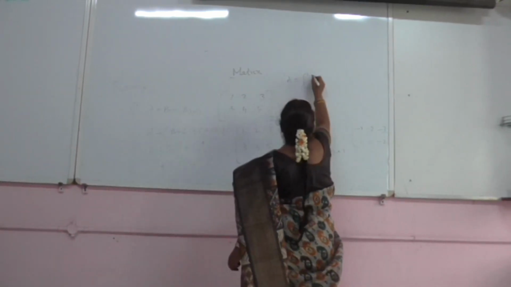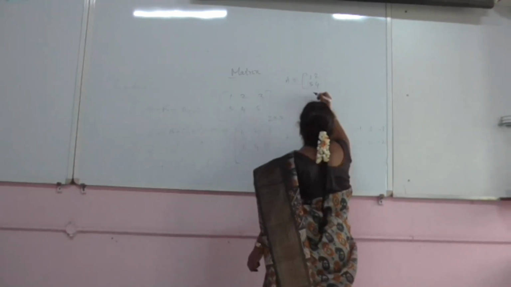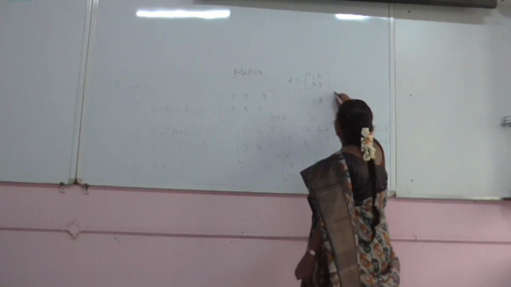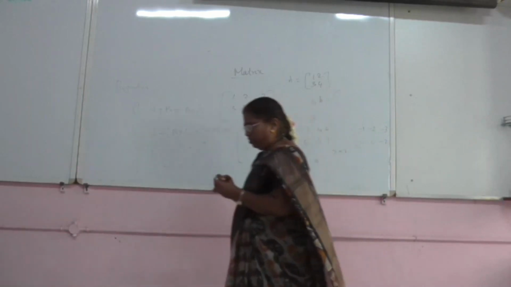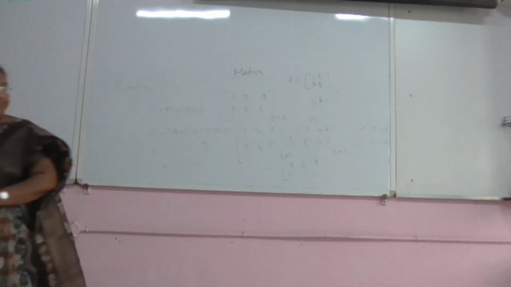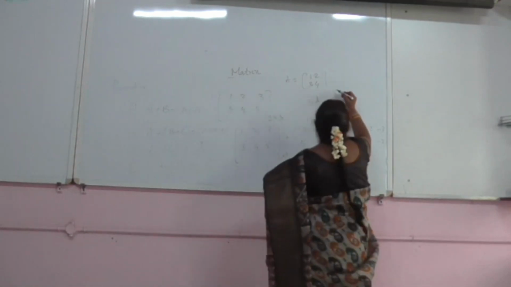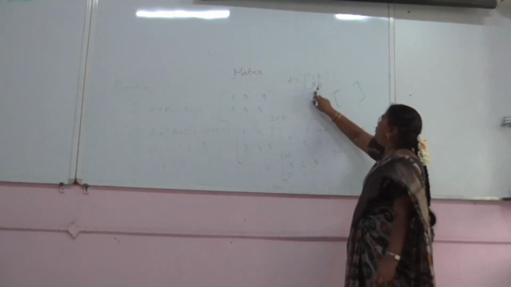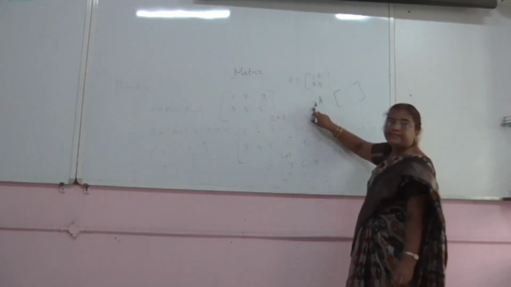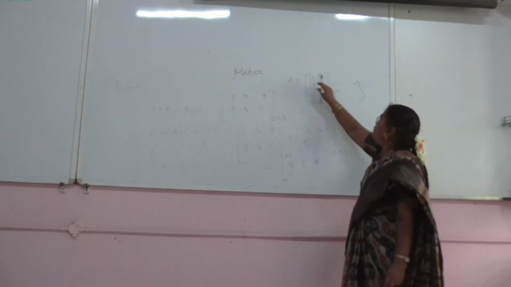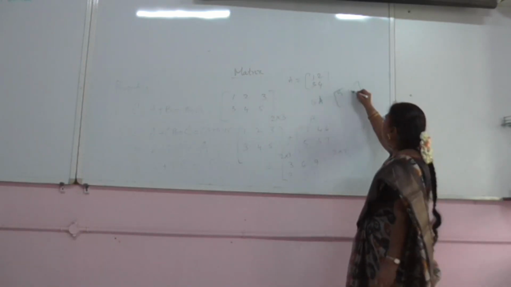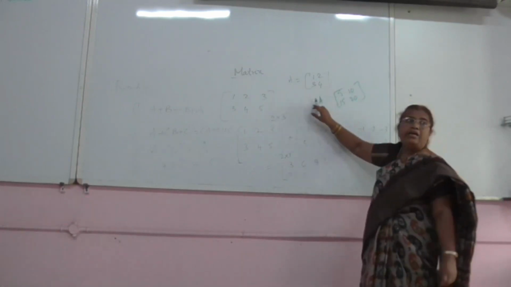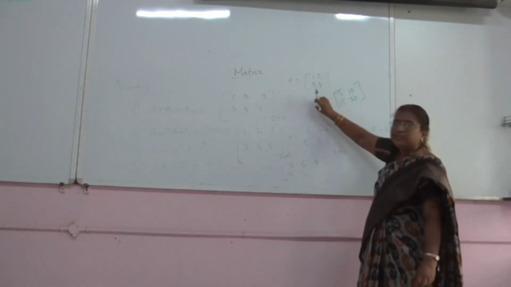Suppose capital A equal to 1, 2, 3, 4. What is 5A? Capital A equal to 1, 2, 3, 4. Now we are multiplying with a scalar 5. Then 5A equal to 5 into 1, 5, 5 into 2, 10, 5 into 3, 15, 20. This is called scalar multiple. We are multiplying a matrix with a scalar 5.